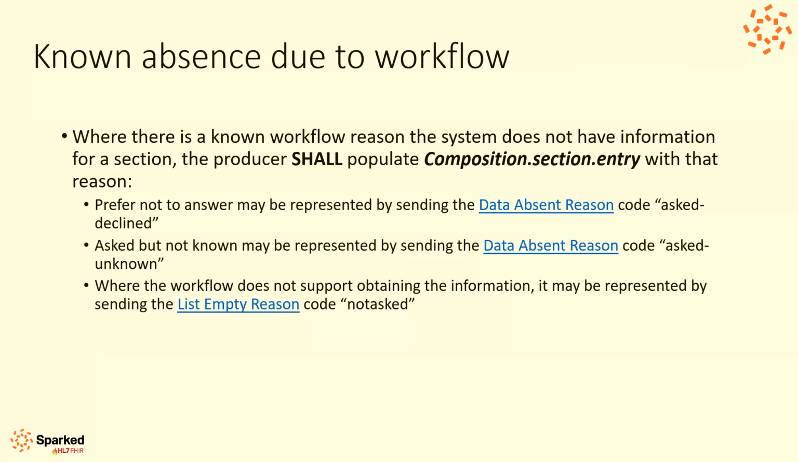The content we've got here, and what we are looking to support, is that where your system doesn't have information for a section, and it's a known workflow reason. So this might have been because prefer not to answer, depending on that section and the information. We've got the guidance here that you can represent it by using this code. This is the code defined and used in AU Base for the same kind of content. We've got where something was asked, but it's not known, as asked unknown. And then we've also got where the workflow itself doesn't actually support obtaining this information.